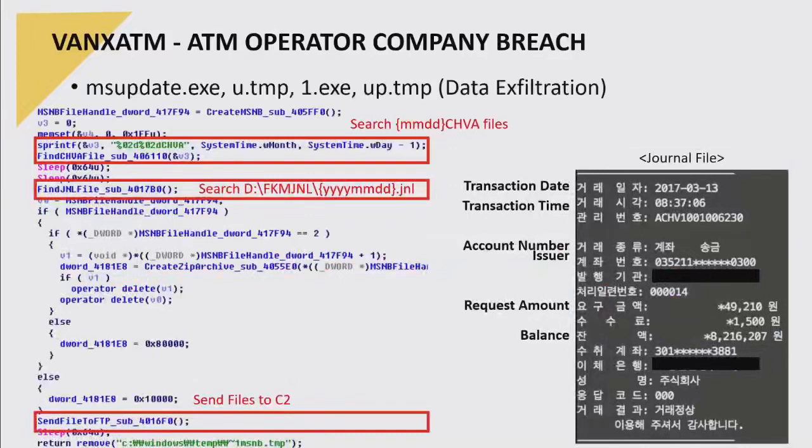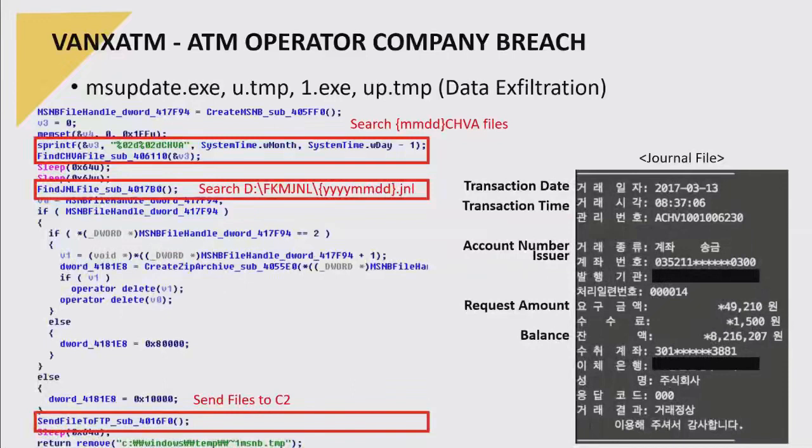Here's the most important malware in this operation. We found many malware with different names, but they are actually the same malware doing data exfiltration. From the functions here, you can see the malware first searches for a file starting with the naming convention of the date and CHVA files, and then it will search for the journal file.